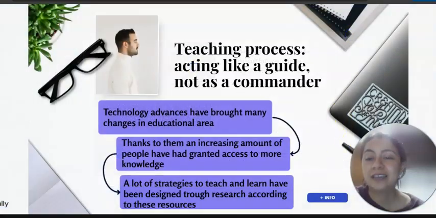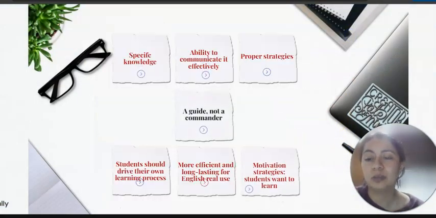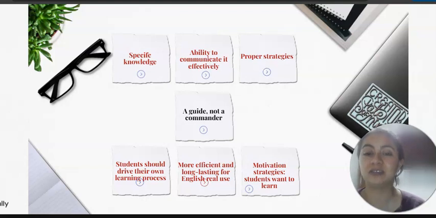So in this case, we have some specific aspects that I think are the most important to become an effective teacher. It's necessary to have specific knowledge about the discipline that is taught, but at the same time, it's necessary to have the ability to communicate this discipline or this area effectively. In order to do this, it's important to develop the ability to design proper strategies according to the specific individual and context situation. This is how we can act as a guide and not as a commander.